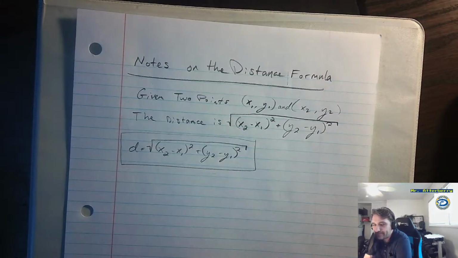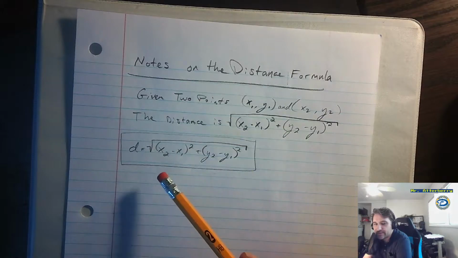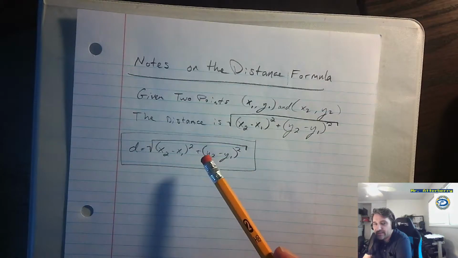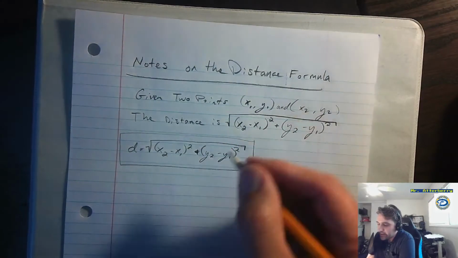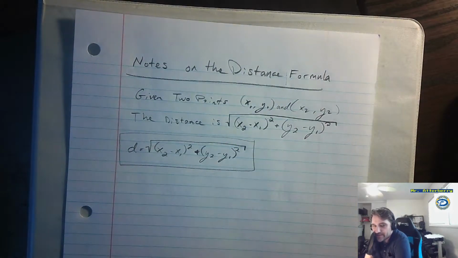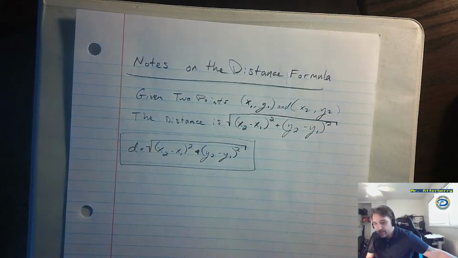So let's go over that. Okay, so the formula is d equals the square root of x2 minus x1, parentheses squared, plus y2 minus y1, parentheses squared, and then you square root the whole thing. Just following that formula will get you a number. That number is the distance between those 2 points. Okay, so let's take a look at an example.